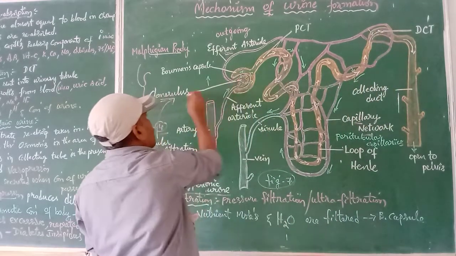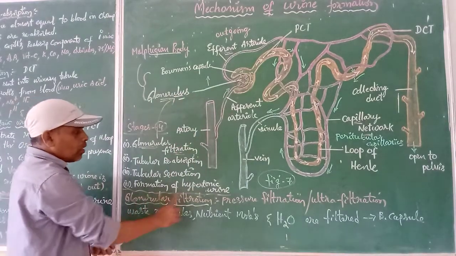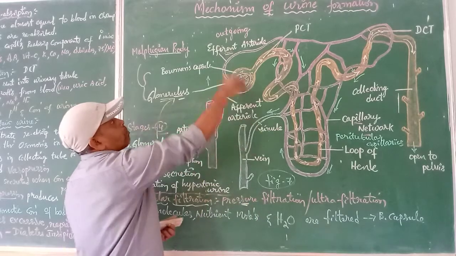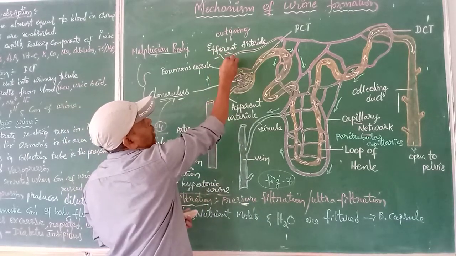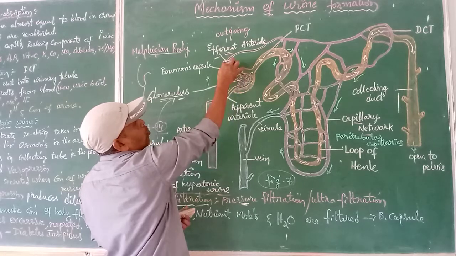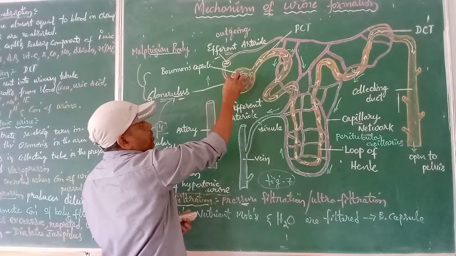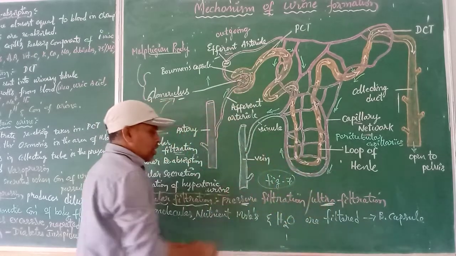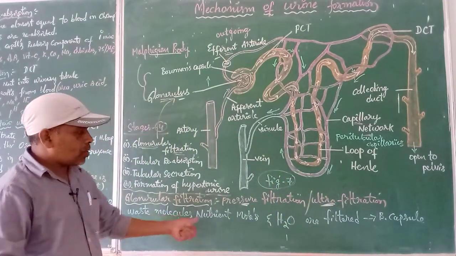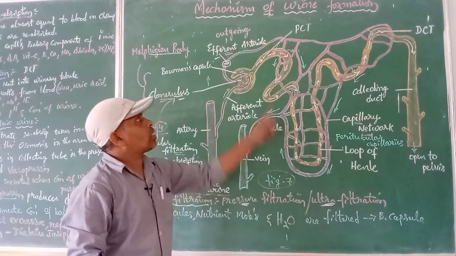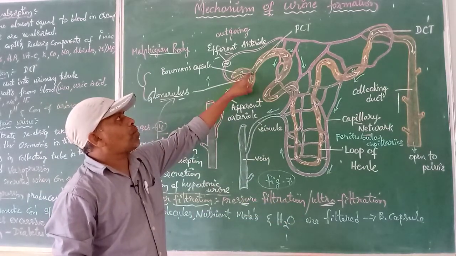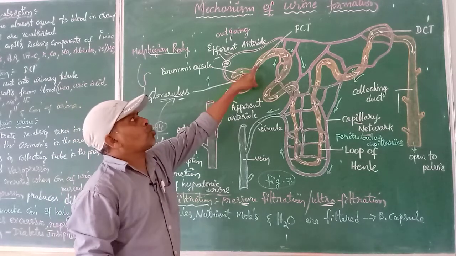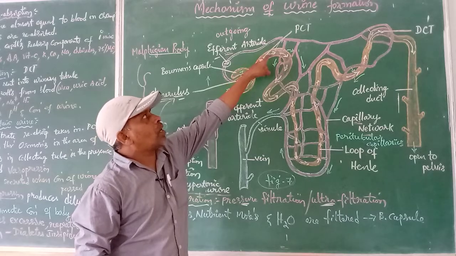So the filtration occurring here is the first stage, called glomerular filtration. It is also called pressure filtration. Why is this pressure developed? Because of the narrowness. A very narrow tube is present here, so high pressure is developed and then the filtration takes place. It is also called ultrafiltration, and substances like waste molecules, nutrient molecules and water are all sent into the lower part of the Bowman's cup, or in other words the first part of the renal tubule, which is the PCT, proximal convoluted tubule.